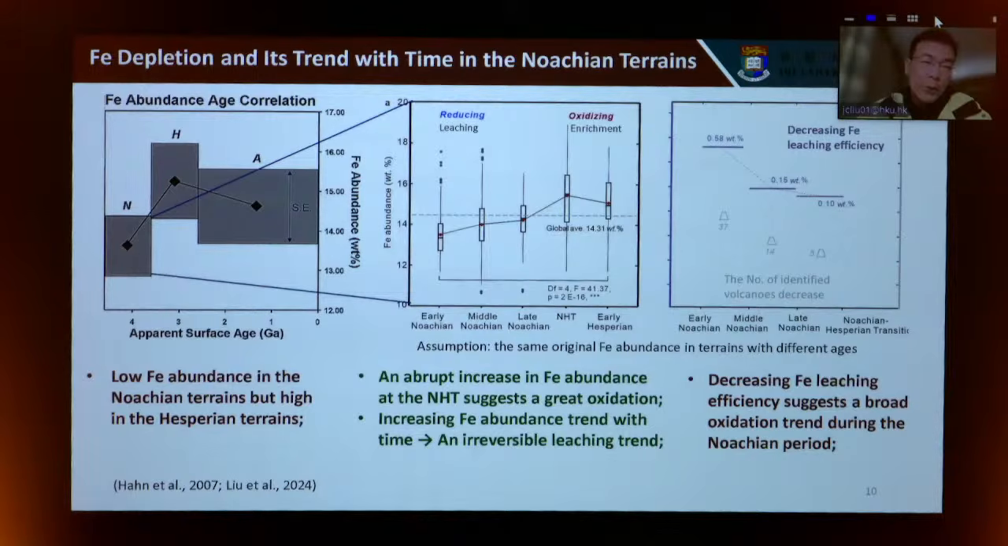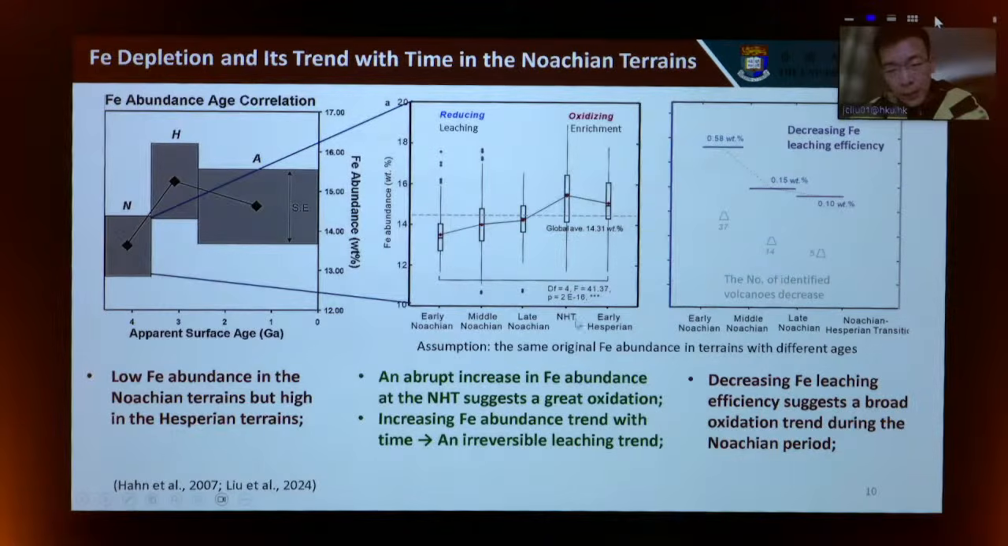Basically, the increase trend is gradual. It suggests an irreversible iron leaching trend, and we also calculate the iron leaching efficiency under each epoch. We can see the iron leaching efficiency in the early Noachian is pretty high, and the efficiency decreases gradually, which suggests the atmosphere got oxidized gradually from the early Noachian to the late Noachian, and got suddenly oxidized from reducing to oxidizing at the Noachian-Hesperian transition.